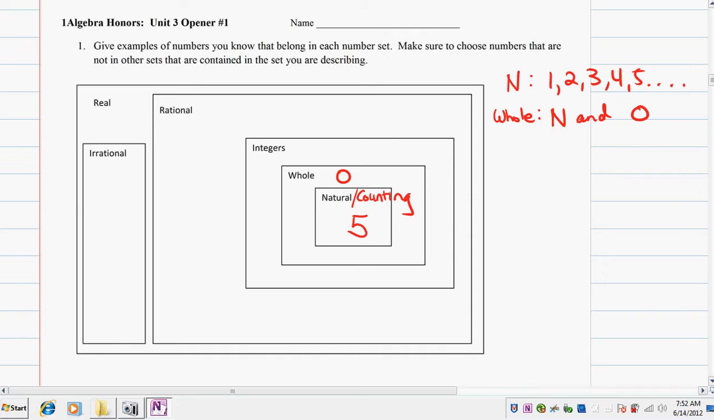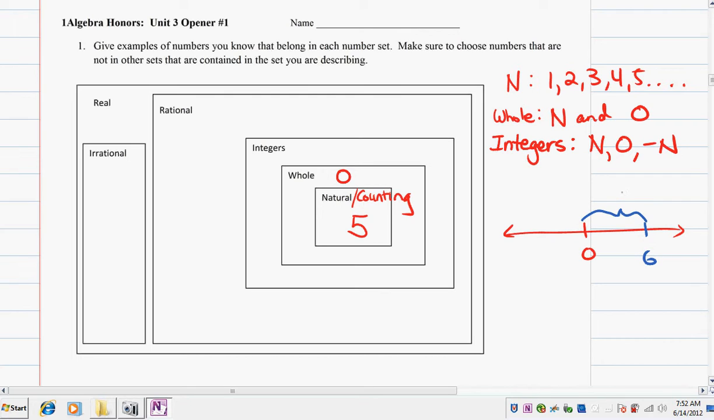Now, integers could be described as the natural numbers, 0, and the opposite of the natural numbers. When we talk about the opposite, one way to think of it is physically on a number line. If that's 0, and we start putting natural numbers in here, say this is 6. 6 is 6 away from 0, and on the opposite side of the number line, 6 away from 0, is negative 6. So the opposite of 6 would be negative 6.